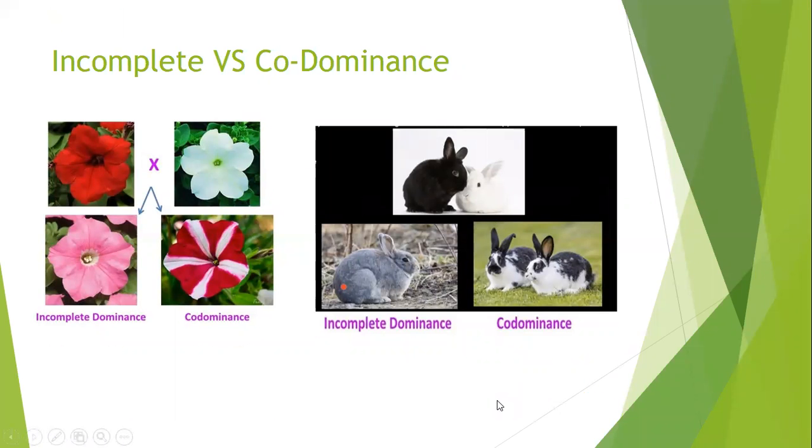Here are some examples of what a plant would look like if it was incompletely dominant. Red parent, white parent makes pink. Red parent plus white parent makes striped. Black parent plus white parent makes gray. Black parent plus white parent makes spotted.